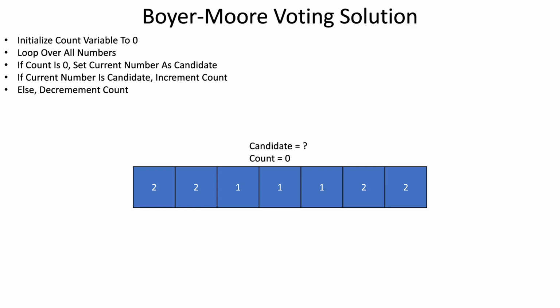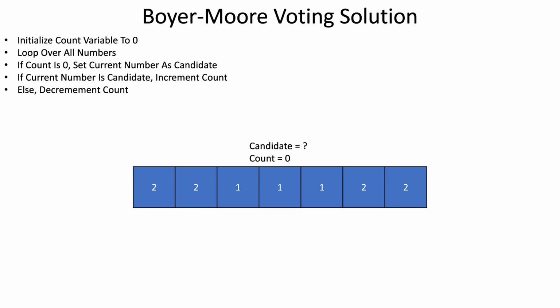Now let's look at the Boyer-Moore voting solution. This is a complicated solution. What we do is iterate over the array. We initially have a count variable and a candidate variable. The count is initially set to 0, and the candidate variable can be initially set to whatever. For each element, we first check if the count is 0. If it is, then we set the current number as the candidate.